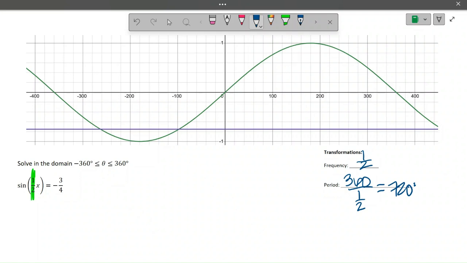Or you could think of this as only half of a sine wave occurs within the typical period of y equals sine of x, which is 360 degrees. So I'm going to go ahead and highlight here. This is 0 to 360 degrees. That's part of our domain. And then I'm going to highlight the other part of our domain, which goes from negative 360 to 0.